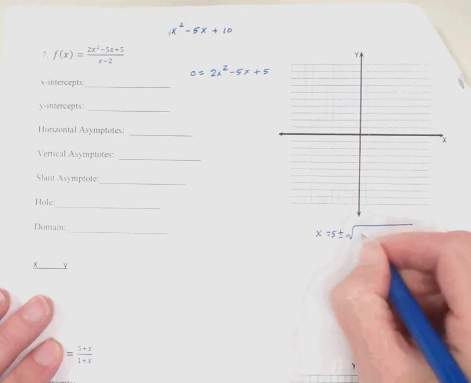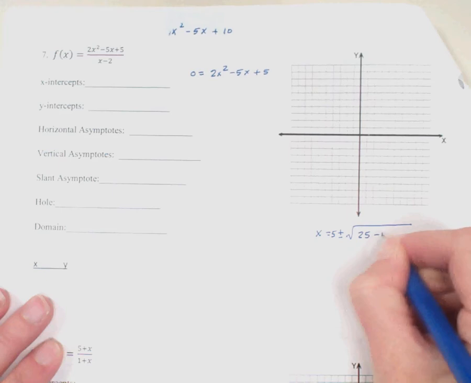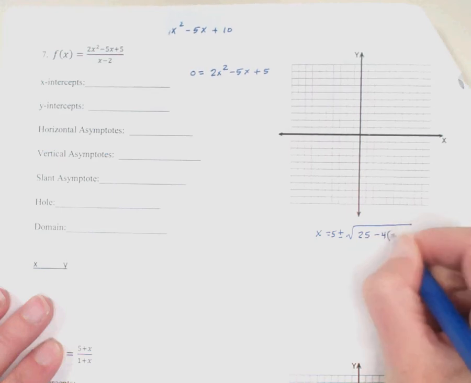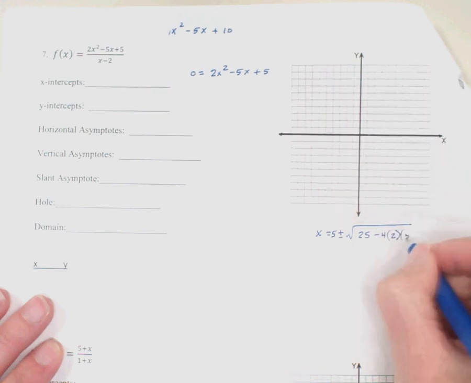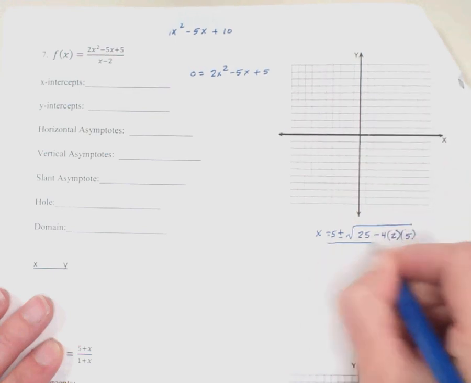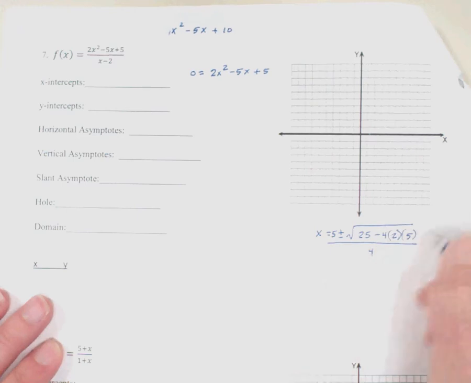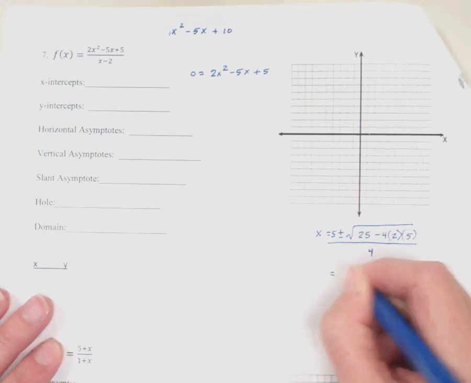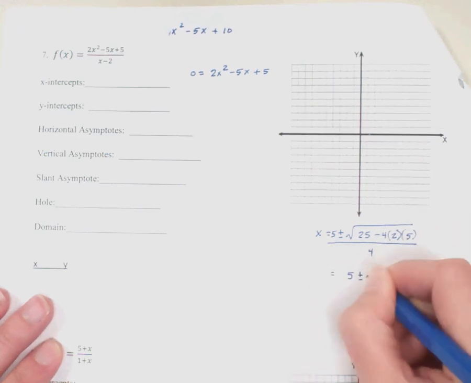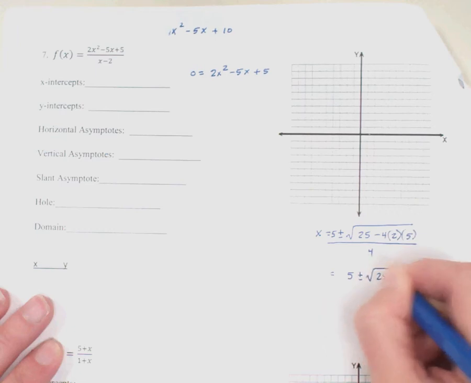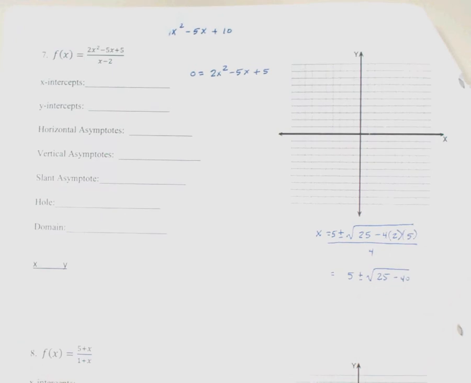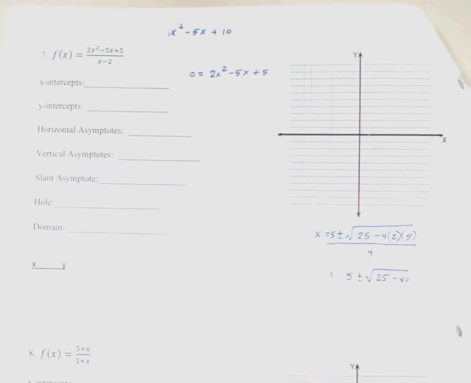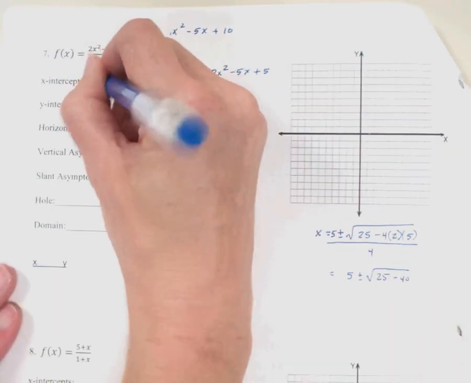b squared is 25, minus 4 times a, which is 2, times c, which is 5, all divided by 2 times a, or 4. So this is 5 plus or minus the square root of 25 minus 4 times 2 is 8, times 5 is 40. I'm going to get a negative number underneath the square root, so I cannot solve for x, which means there are no x-intercepts.